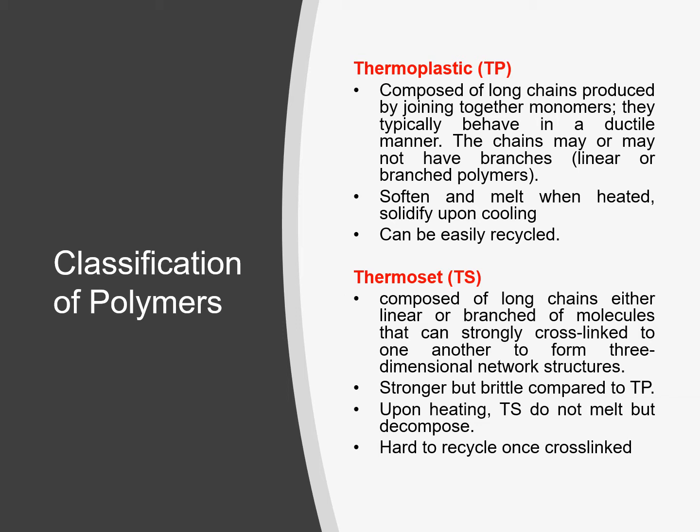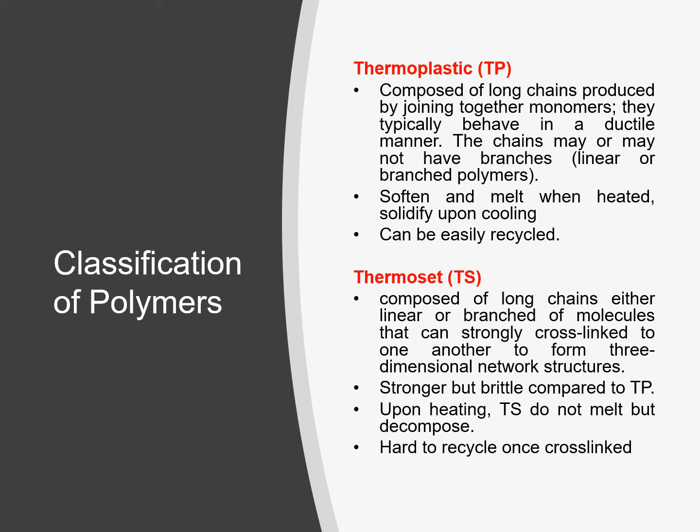And thermoplastic composed of long chains produced by joining together the monomers, and they typically behave in a ductile manner. So the chains may and may not have branches, which is either linear or branch polymers, which you have observed in the previous slides on the molecular structure of polymers, and you can now relate it to this. So this type of material will soften and melt when heated and solidify upon cooling, and thermoplastic can be recycled easily.